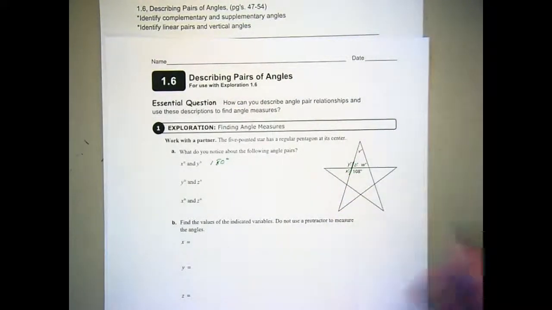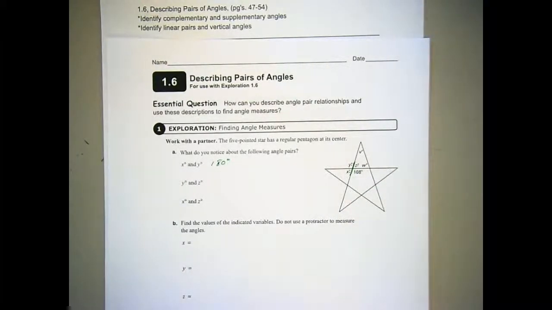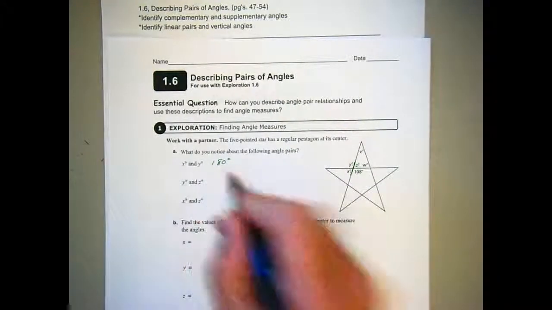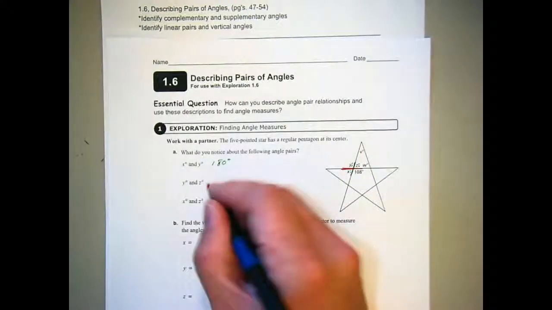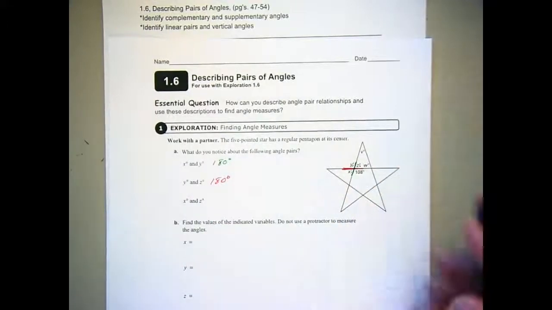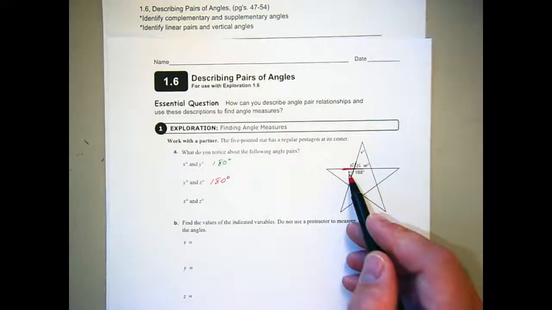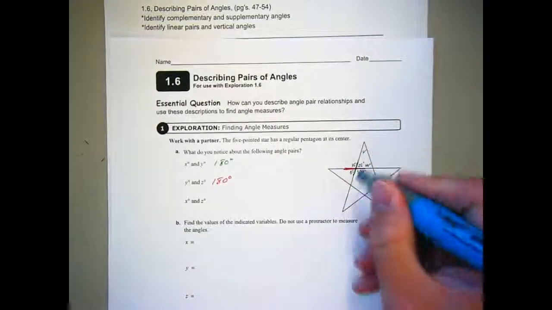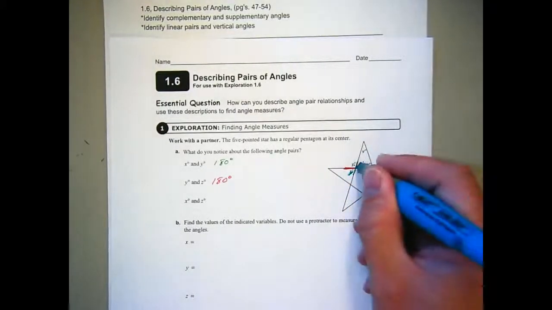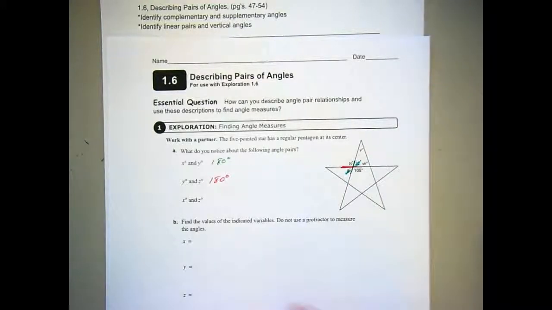Okay? Y and Z. Same thing as this one? Yeah, they're on a straight line. Okay? How about X and Z? Yeah, X and Z look like they're congruent, right? So this angle right here and this angle right here, they look congruent. How do they look congruent? Well, they're kind of the same thing.